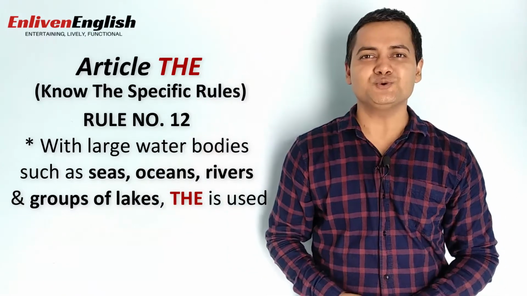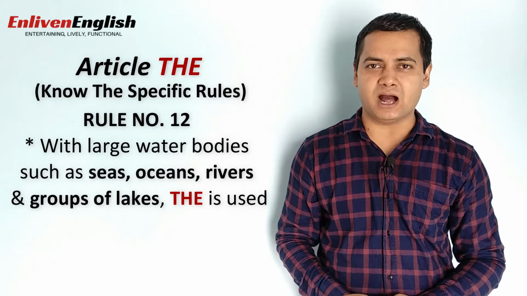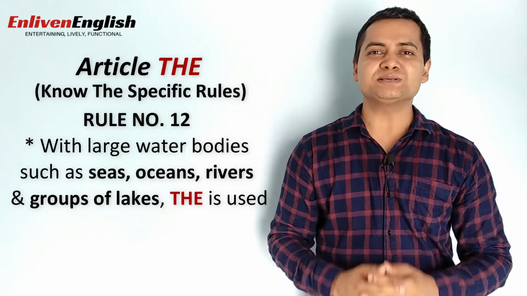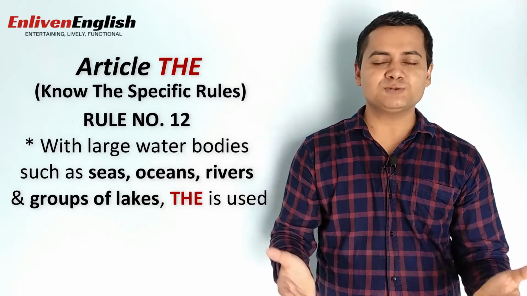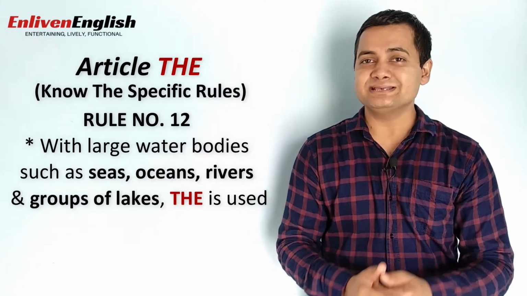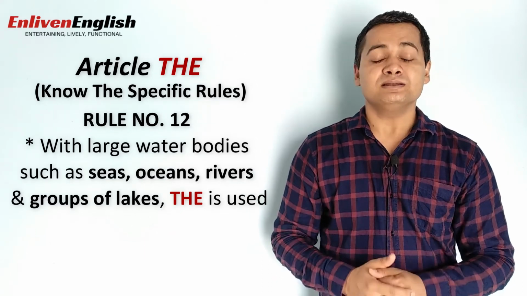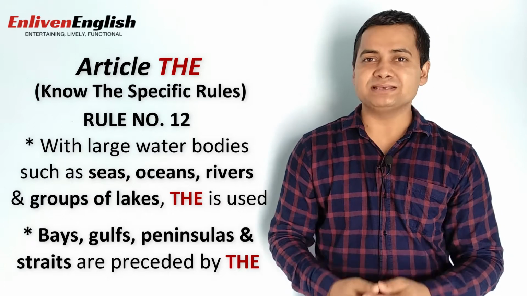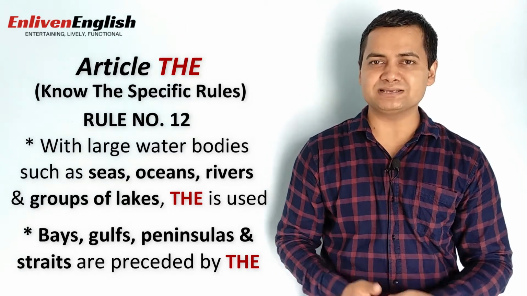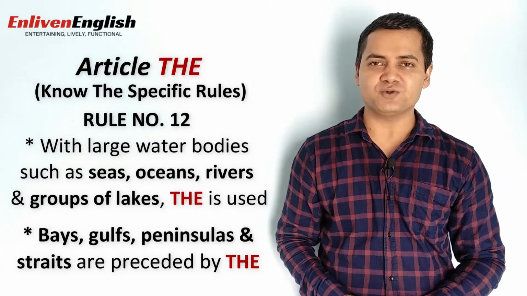Now let's come down to earth and see the geographical areas which need to be preceded by article the. 70% of the earth's surface is water, which is in the form of large bodies such as oceans, seas, rivers and groups of lakes. When we mention large water bodies and areas like gulfs, bays, straits and peninsulas associated with them, we place definite article the before their names.